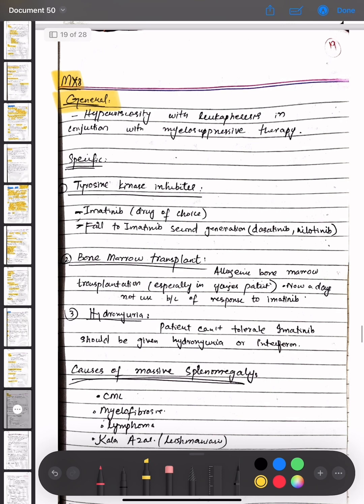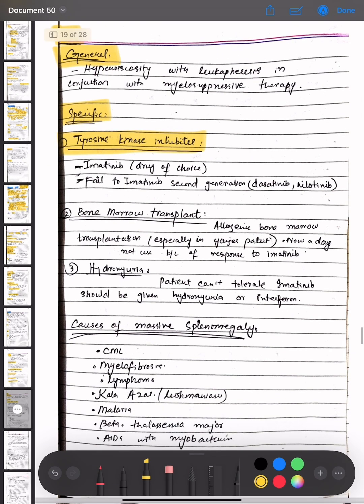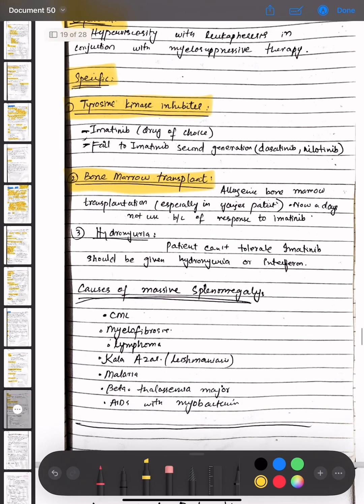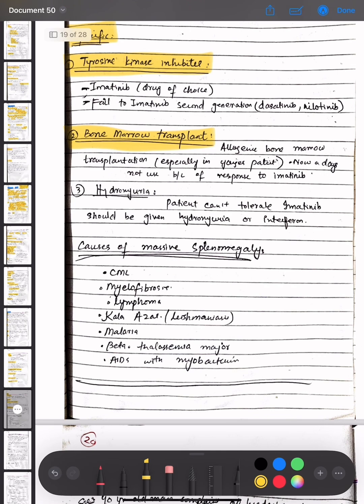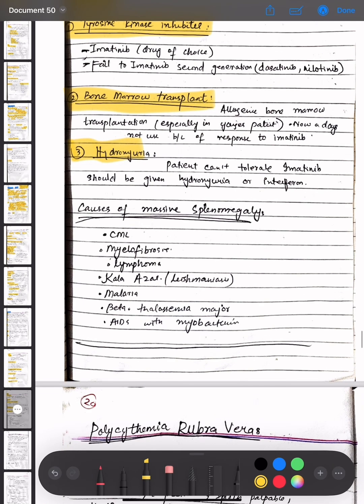Then the specific managements: tyrosine kinase inhibitors are used, of which imatinib is the drug of choice, and if imatinib fails, second generation drugs are used, which are dasatinib and nilotinib. Bone marrow transplant is done as allogenic bone marrow transplantation, especially in younger patients, but nowadays it is not used because of the response to imatinib. Hydroxyurea is given; a patient who can't tolerate imatinib should be given hydroxyurea or interferon.